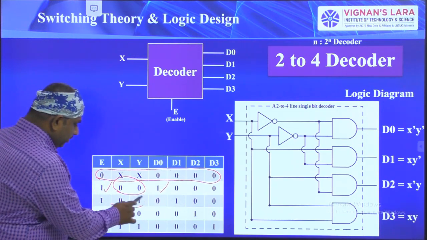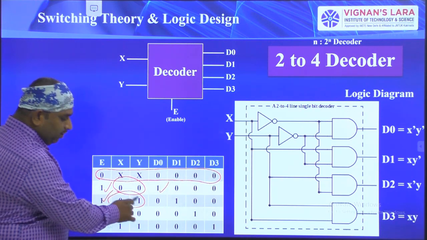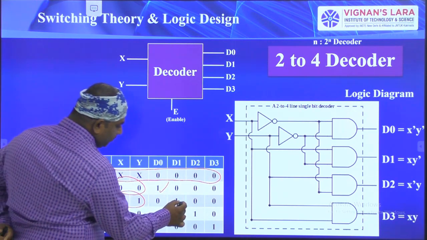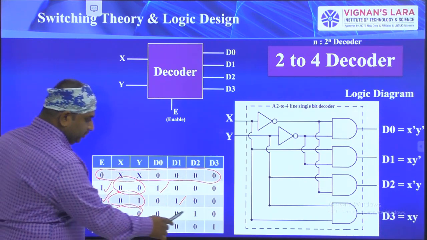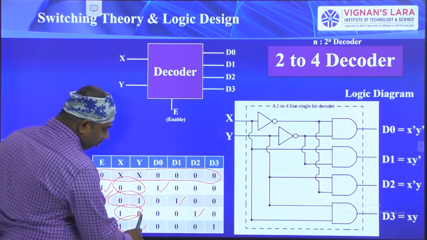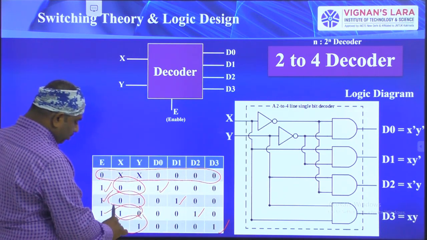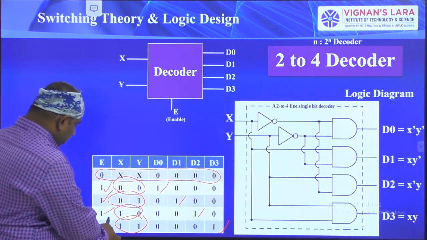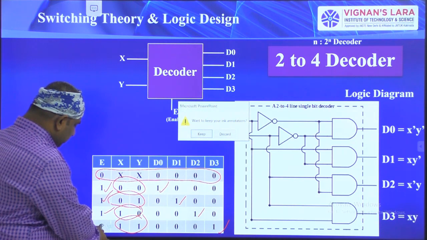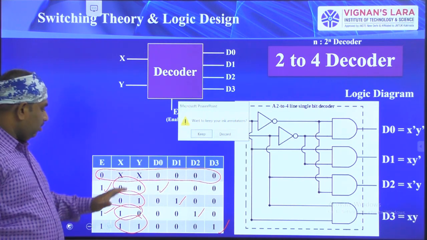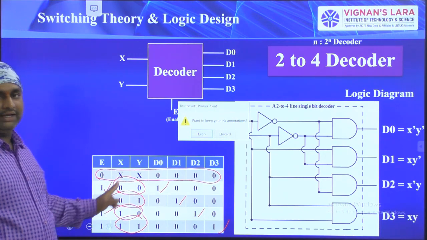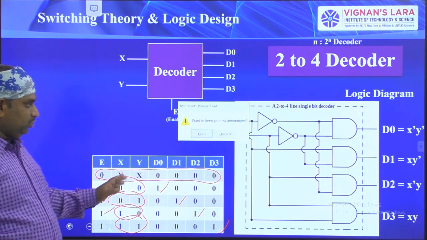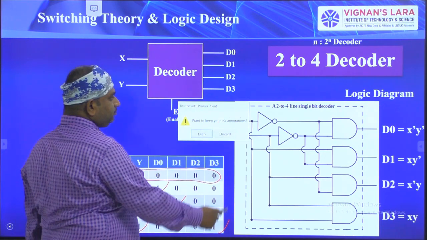Next, check that enable is equal to 1 and the x, y values are 0, 1. Now the output D1 is going to 1. Next, the 1, 0 combination gives D2 and the 1, 1 combination gives D3 switching on. So for all these conditions, you have to check that for all the combinations, the enable signal should be 1. Only then is it going to work.